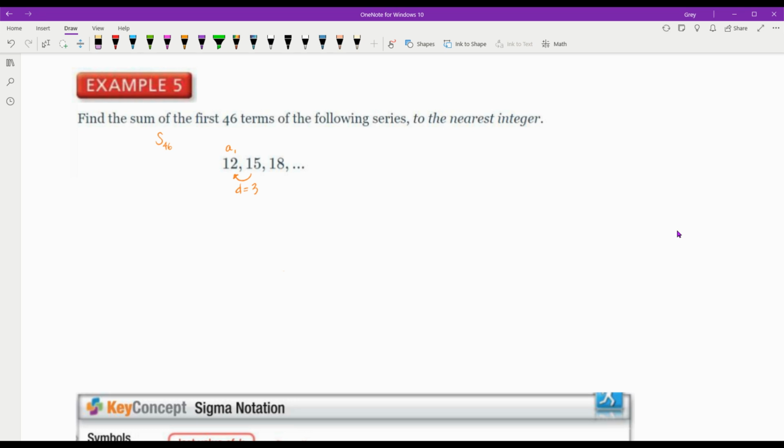So I've got to use our formula, and a sub 46 is going to be the first term of 12 plus 46 minus 1 times d, which is 3. So when you simplify that, you find out that the last term of that sequence is 147. I'm looking for the sum of the first 46 terms, so that's n over 2 times the first term plus the last term. So n was 46. The first term is 12, and the last term is 147. So that is a sum of 3,657.